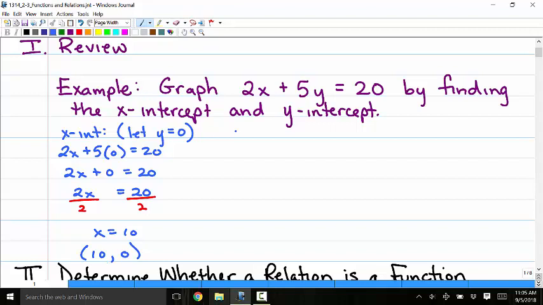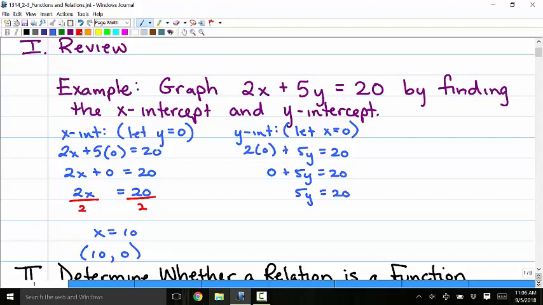Let's go do the same thing for the y-intercept. For the y-intercept, we let x equal 0. So 2 times 0 plus 5y equals 20. You're actually solving 5y equals 20. When I divide both sides by 5, I get y equals 4. Again, the y-intercept is a point. To tell me what the point is, you need to give me a coordinate, an ordered pair. The x value is 0, the y value is 4.